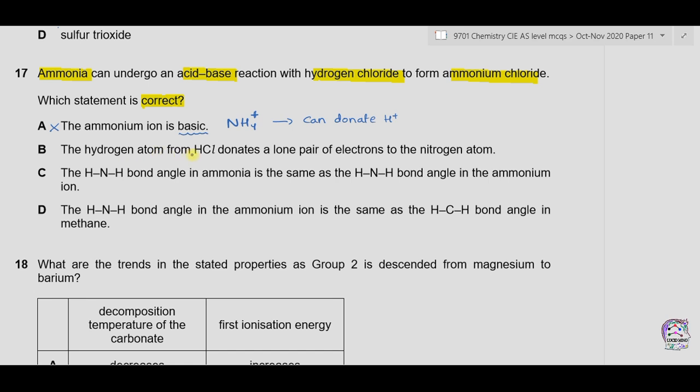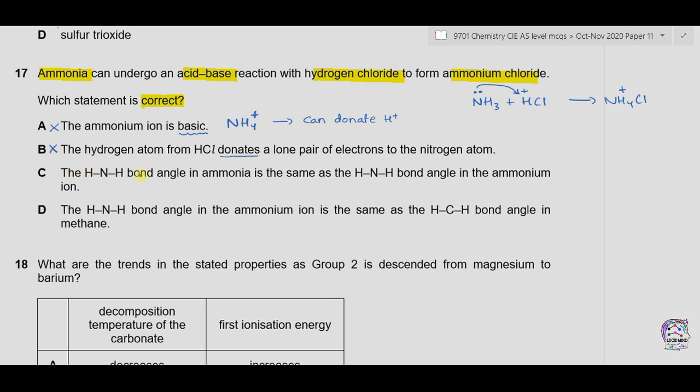B. The hydrogen atom from HCl donates a lone pair of electrons to the nitrogen atom. As the reaction is NH3 plus HCl to form NH4Cl, we have a lone pair on the nitrogen atom and positive charge on hydrogen. So this lone pair is donated to this hydrogen atom to form a coordinate covalent bond, and the ammonium ion is produced. So therefore the hydrogen atom accepts a lone pair of electrons. It does not donate. This is also incorrect.